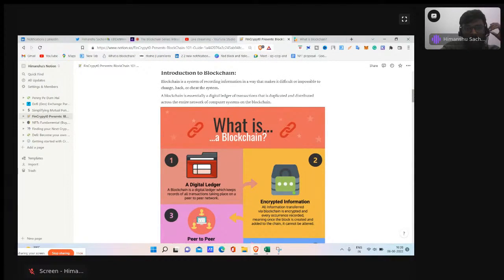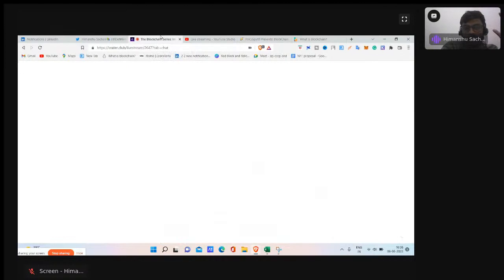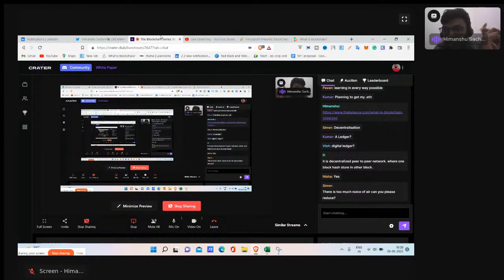Okay, so if you look at the definition over here, it is written that blockchain is a system of recording information in a way that makes it difficult or impossible to change, hack, or cheat the system. Or blockchain is essentially a digital ledger of transactions that is duplicated and distributed across the entire network of computer systems on the blockchain. So blockchain has different functionality. It is a decentralized system where data is stored in the form of blocks, and these blocks are chained together.